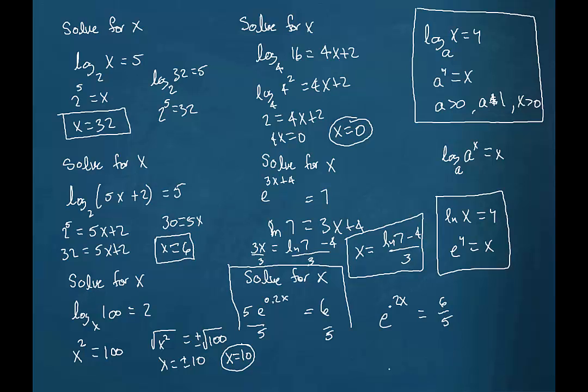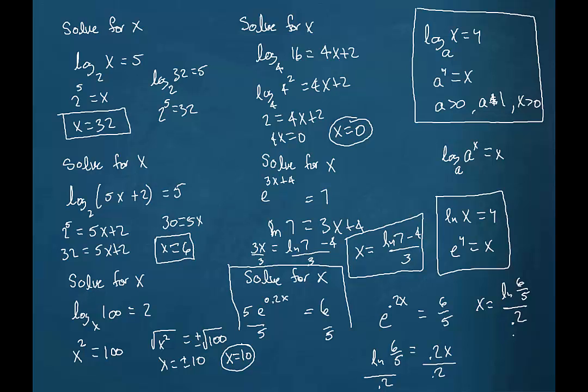And again, converting it to its natural log form, we'd have the natural log of 6/5 is equal to 0.2x. We'll divide both sides by 0.2. And we have x is equal to the natural log of 6/5 divided by 0.2.